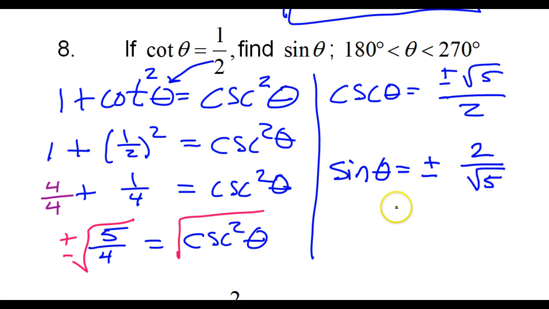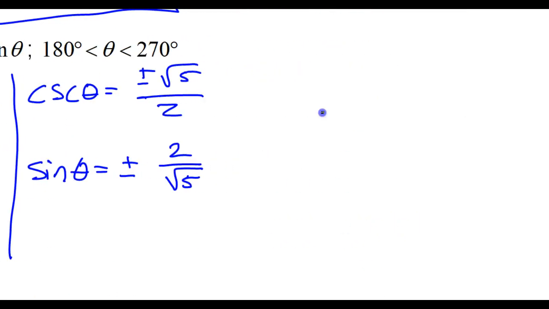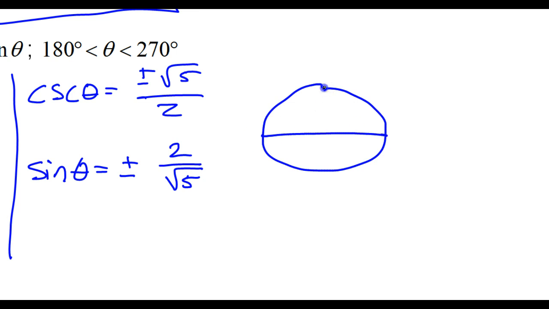Now, will it be positive or negative? Well, just pay attention to what quadrant you're talking about. So if you glance at the unit circle, the direction said between 180 degrees and 270. Well, 180 degrees is right here, and here's 270. So clearly we are speaking about the third quadrant. And sine is negative in the third quadrant. So there you go.